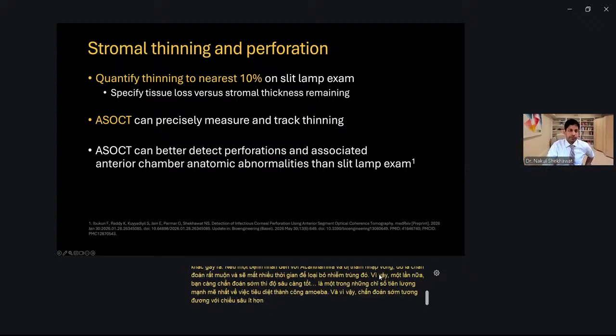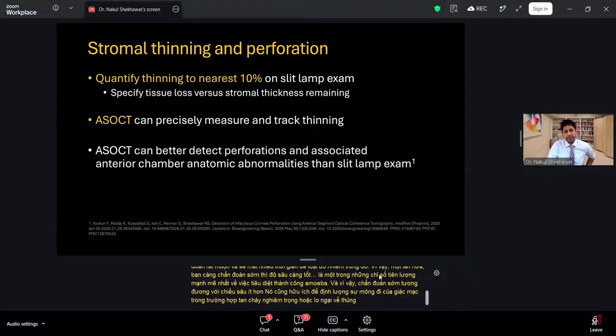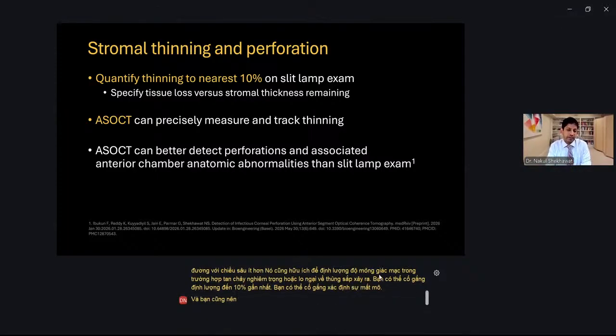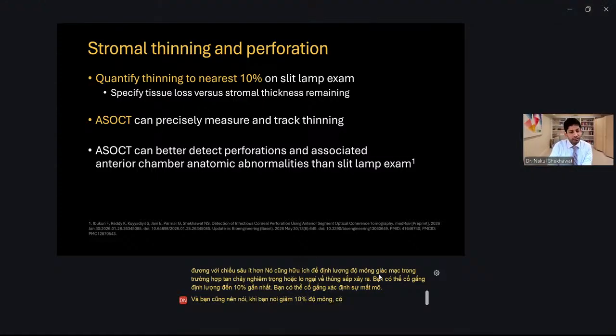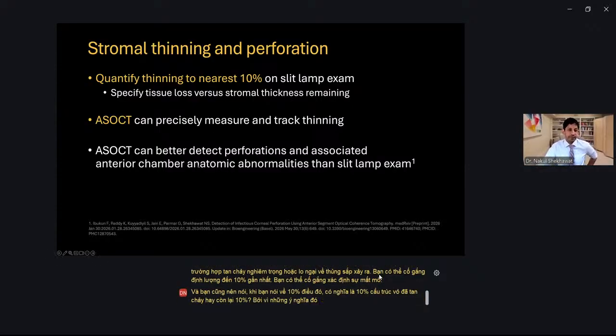It is also useful to quantify thinning of the cornea in cases of severe melt or concern for impending perforation. You can try to quantify to the nearest 10%. You can try to specify tissue loss, and you should also say, when you say 10% thinning, do you mean that 10% of the stroma has melted, or that 10% is remaining? Because those mean very different things, and you should specify those things as well.